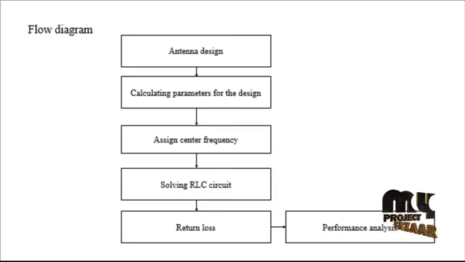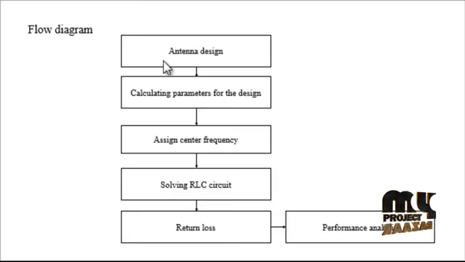Let us discuss the flow diagram of the process. First of all, the antenna should be designed and the parameters for the design calculated, and then the center frequency of the particular antenna is assigned. Then the RLC circuit is solved to find the return loss, and finally the performance is calculated. I will explain the flow diagram procedure one by one.